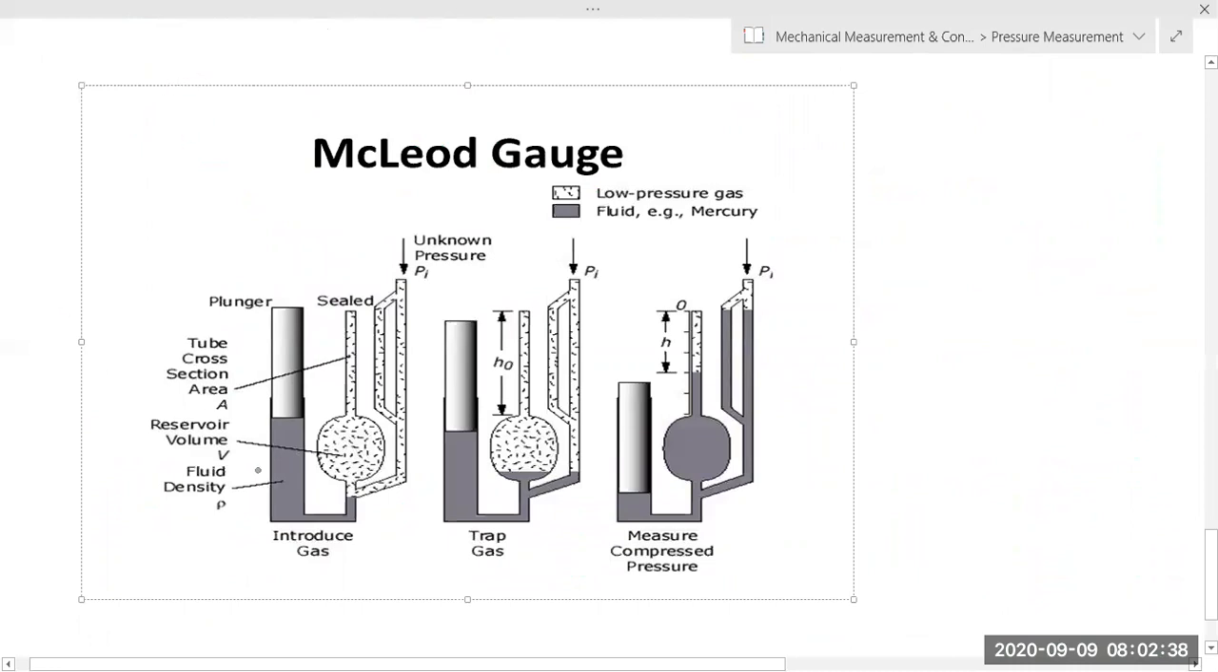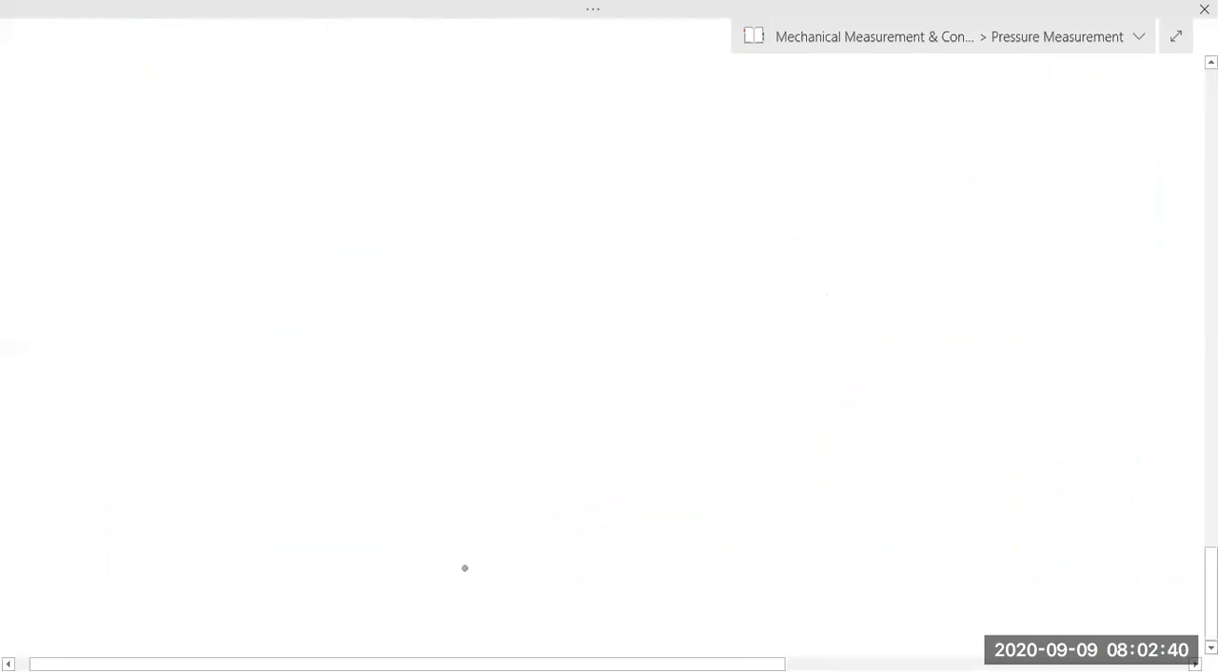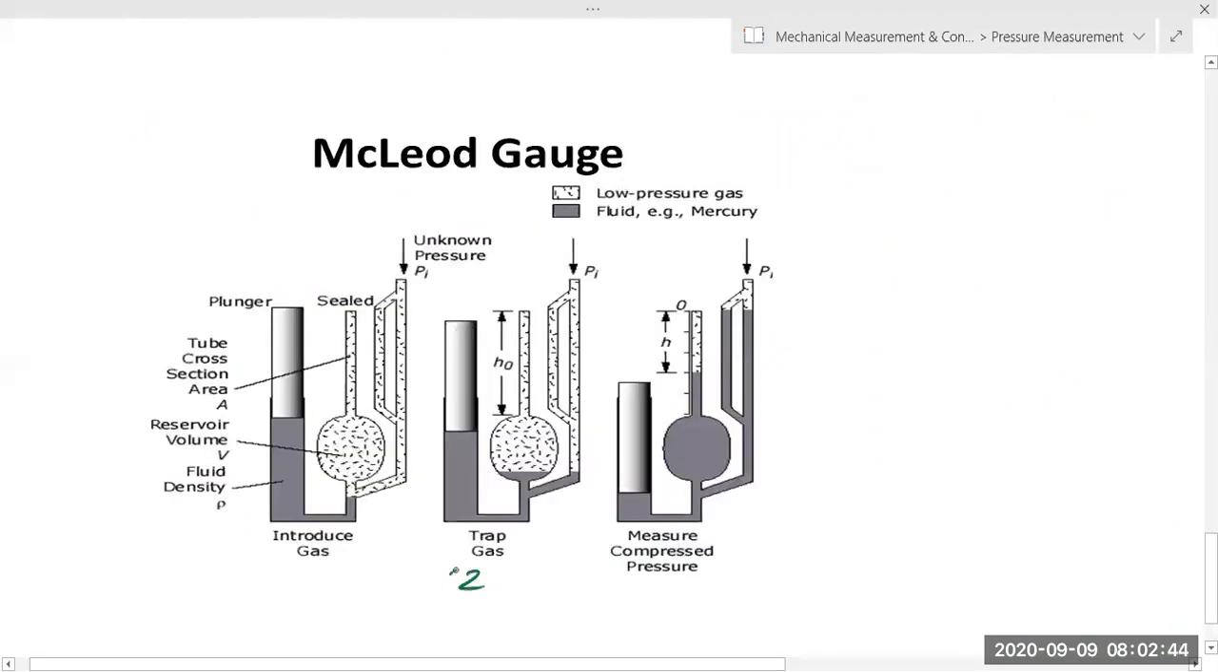Now what happens in the second? Now I'll go to the second diagram. What happens in the second diagram? Now the plunger is slowly moved downward. The plunger moves downward. Now what will happen? This is very important. When the plunger moves downward, automatically the level of the mercury will rise on the other side.